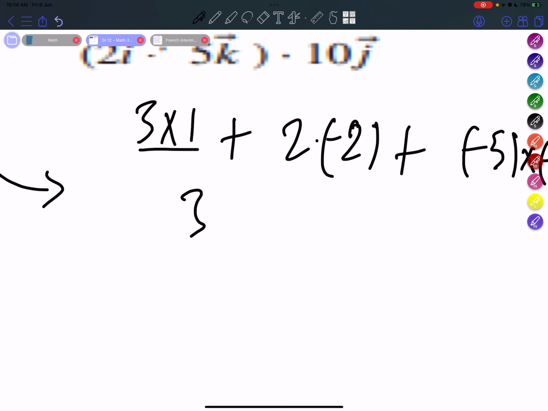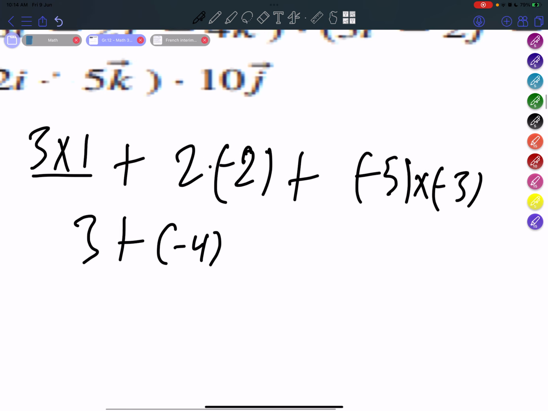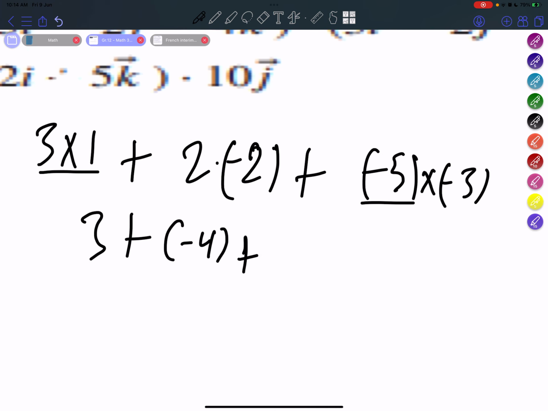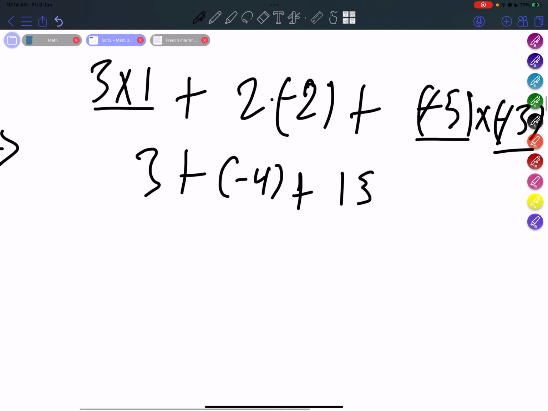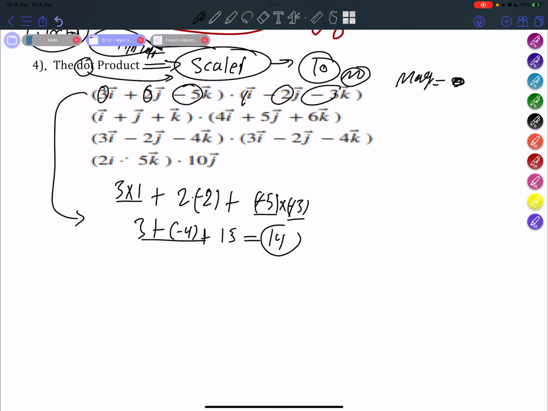Now we can just simplify. So 3 times 1 is 3, plus 2 times negative 2 will be negative 4, plus negative 5 times negative 3 will be positive 15, because negative and negative will go positive. Meaning that the answer will be 3 plus negative 4 is negative 1, plus 15 will be 14. So this is the answer of the first question.